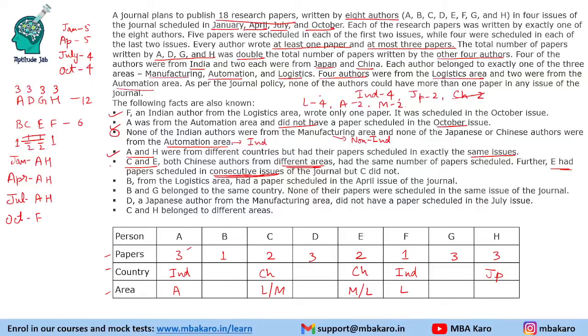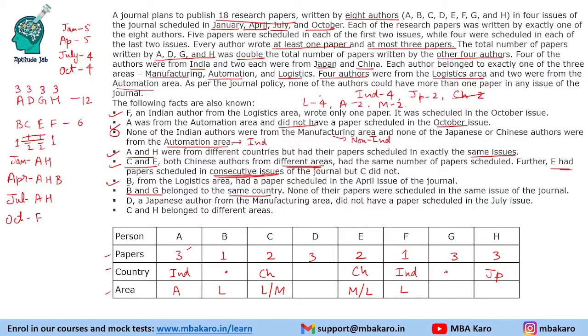Now let's proceed to the next information, which says that B from the logistics area, so B is from logistics area, had a paper scheduled in April issue of the journal. So B wrote a paper in April. B and G belong to same country. Okay, so B and G are from same country.